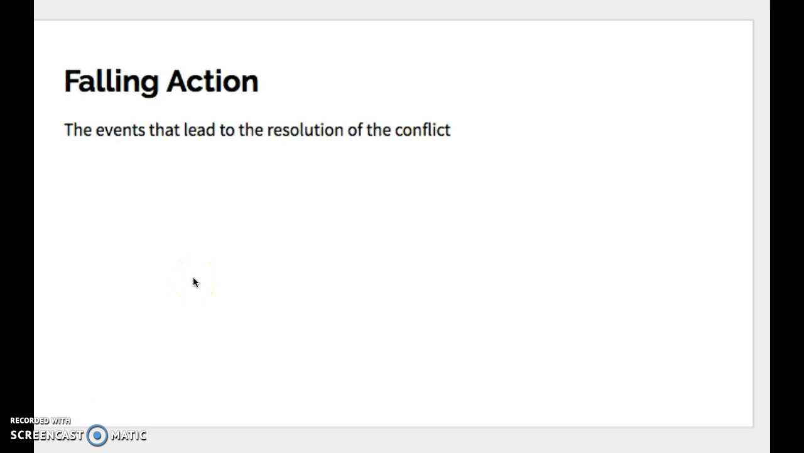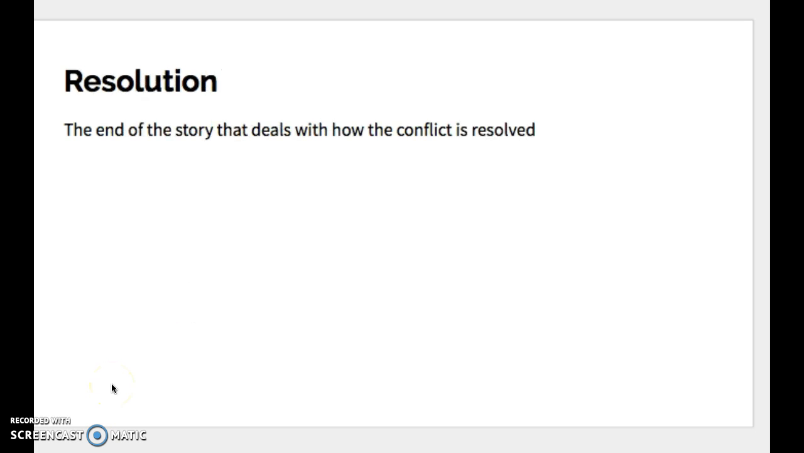Now, the falling action tends to be a catch-all. These are the events that lead to the resolution of the conflict, where we really find out how everything ends. Everything that happens after the climax and before the end of the story, call that the falling action. And then finally, the resolution. This is the end of the story, and it deals with how the conflict is resolved.